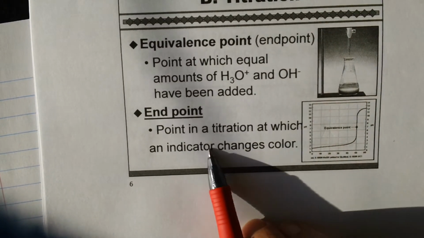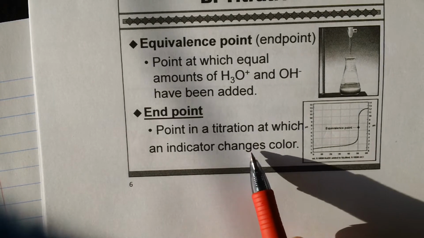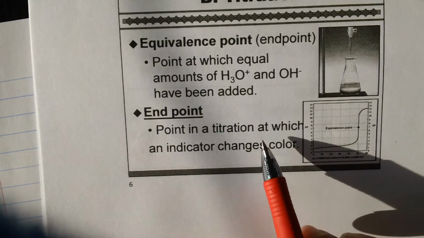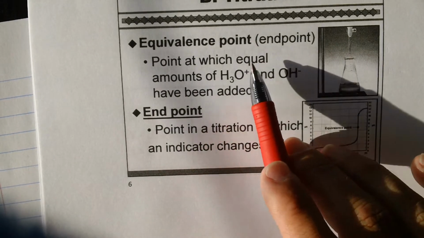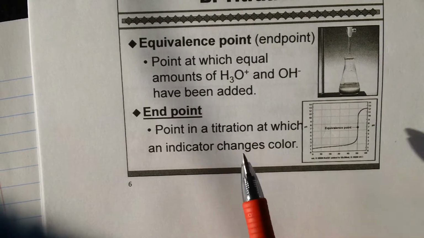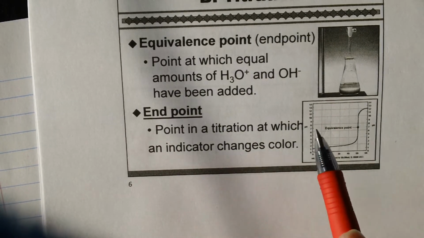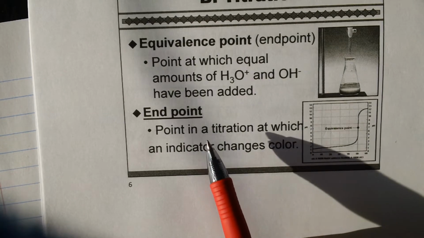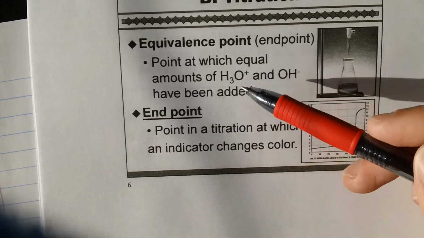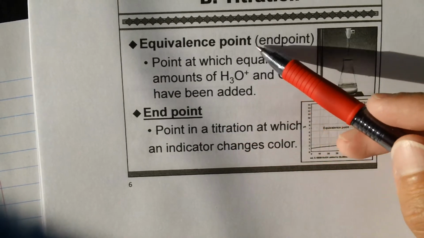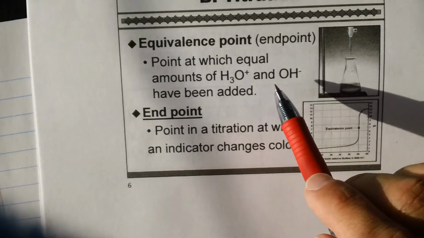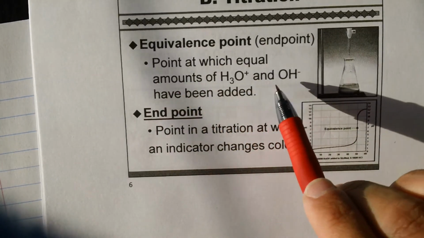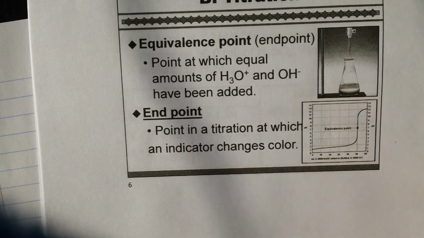That's usually where you have an indicator changing color. For us this year, it was all going to be, that's when the indicator changes color. So the end point and the equivalence point for us would have been exactly the same. But there are indicators that change colors at all different pHs, and so technically they're not the same thing. But if your indicator is changing at the end point, then those would be the same. So equivalence point, where you have equivalent numbers of, isn't that nice, where you have equivalent numbers of hydroniums and hydroxides. The end point is the point at which the indicator changes color.